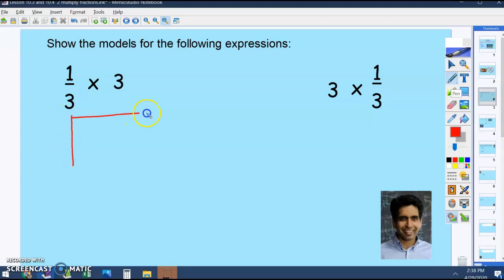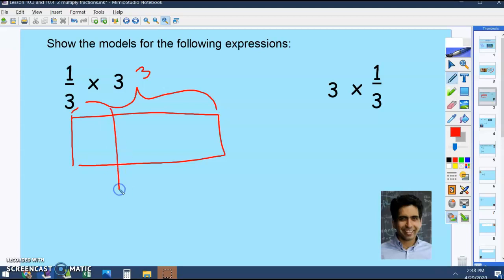If I have 3 wholes and I want 1/3 of it, I would take 3 wholes. This bar represents 3 wholes. And I have to split it into 3 equal groups, and then I only want one of them because I want 1/3 of it. So if I split my whole bar of 3 into 3 equal sized pieces, I know because if I divide 3 by 3 that each box is worth 1. So in this problem, 1/3 of 3 is equal to 1.